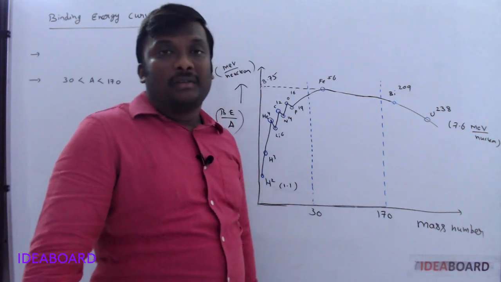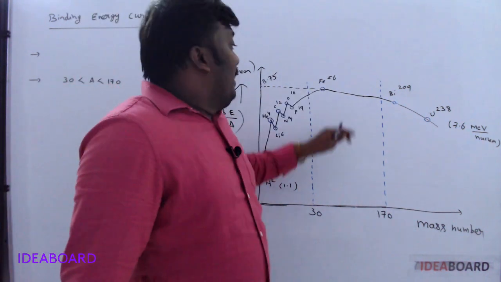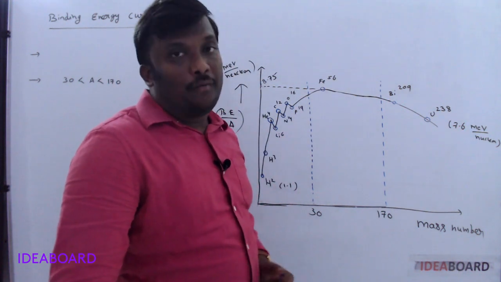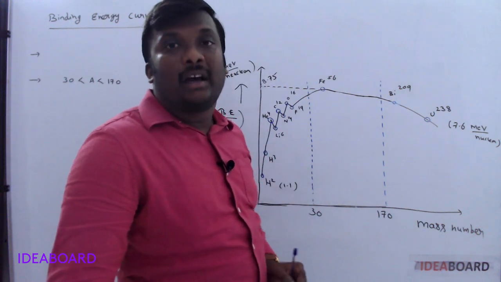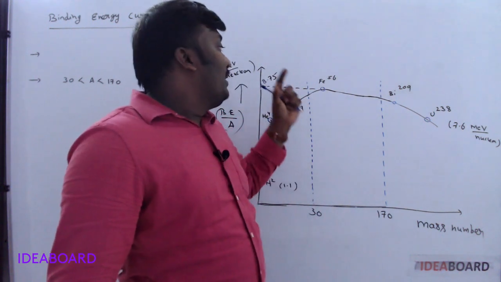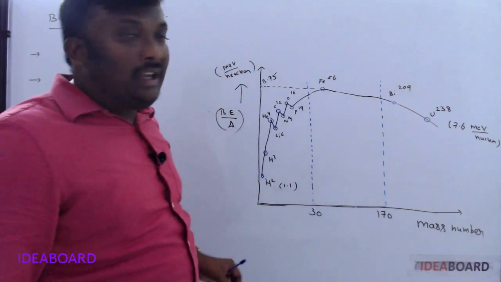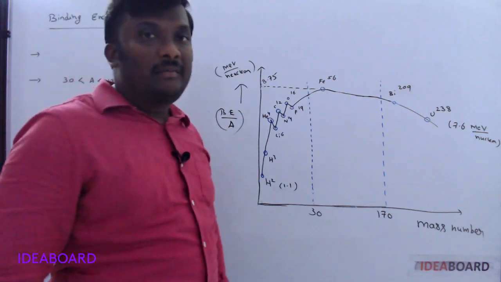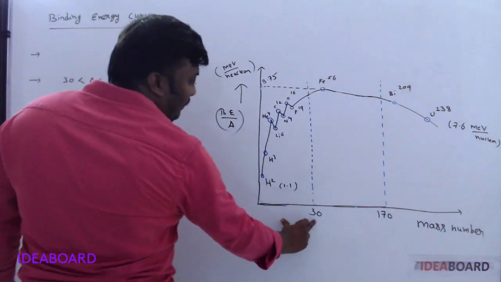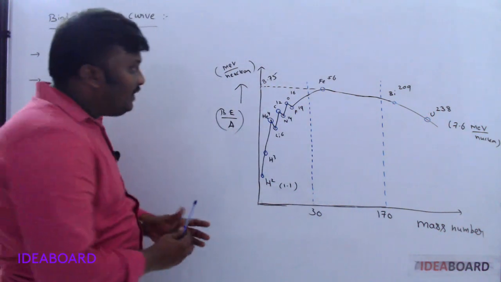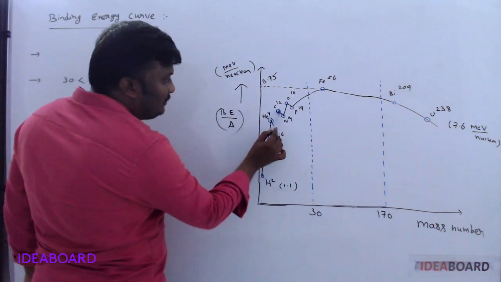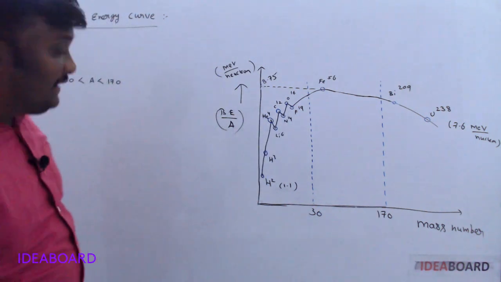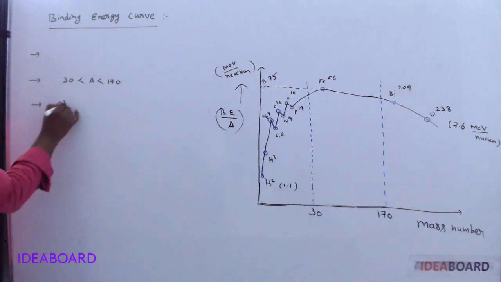This is because the nucleus has nuclear forces. Nuclear forces are short range forces. In the next topic, we are discussing nuclear forces. At that time, we will discuss it briefly. The reason behind this is nuclear forces. Clear now? Next, below mass number 30, as you saw, there are some peaks observed. This is the characteristic maxima and minima.